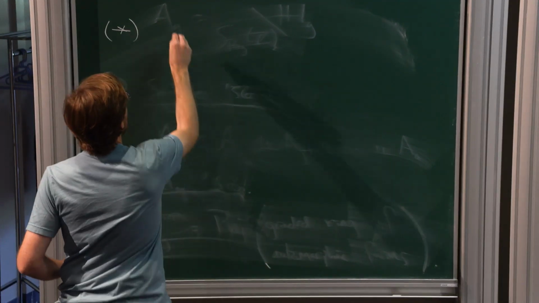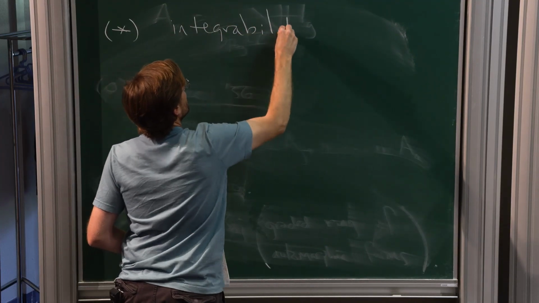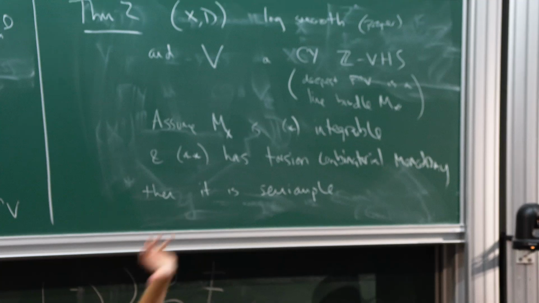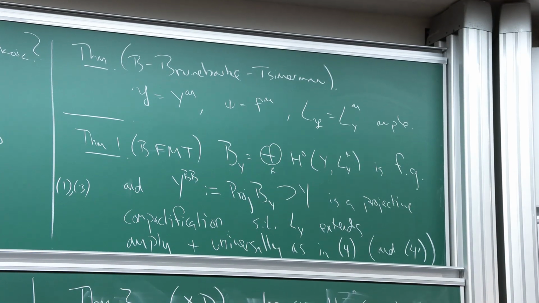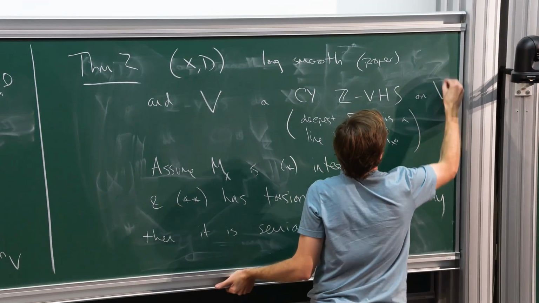Well, this integrability condition says the following. Again, we're in the setting of theorem 2. So we have, let's say, a proper log smooth pair X comma D, and we have a Calabi Yau variation on the open part.